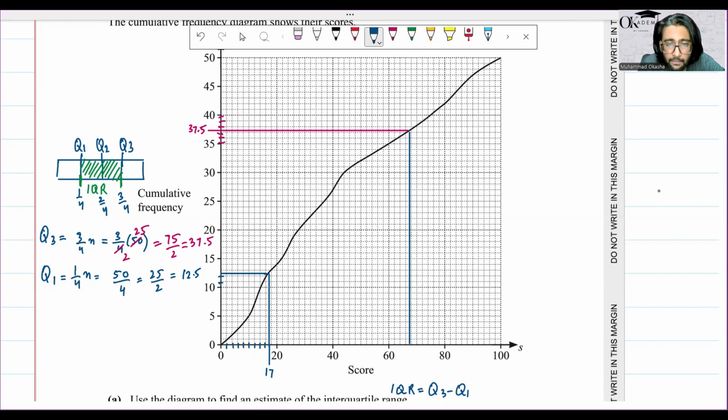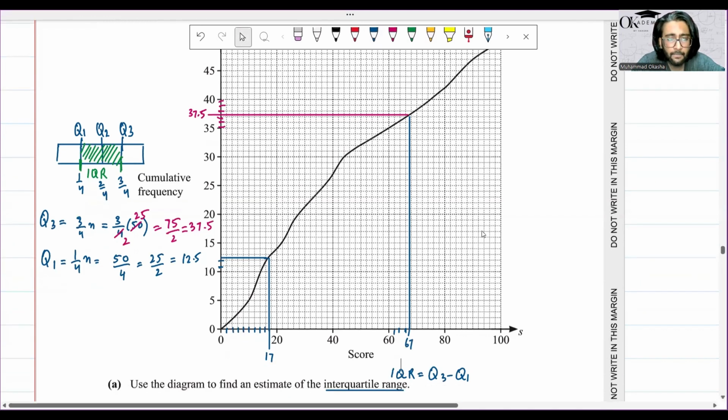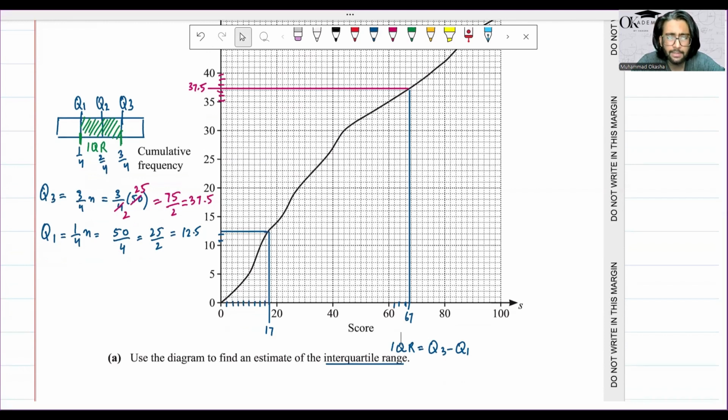Okay, so this is between, I think, 62, 64, 66. I think this is 67, if I'm not wrong. I guess this could be different in your case, and that's totally fine. Right, so this is my Q1 and Q3. I'll do the subtraction, and let's see what I will get. Okay, so you'll do the subtraction.